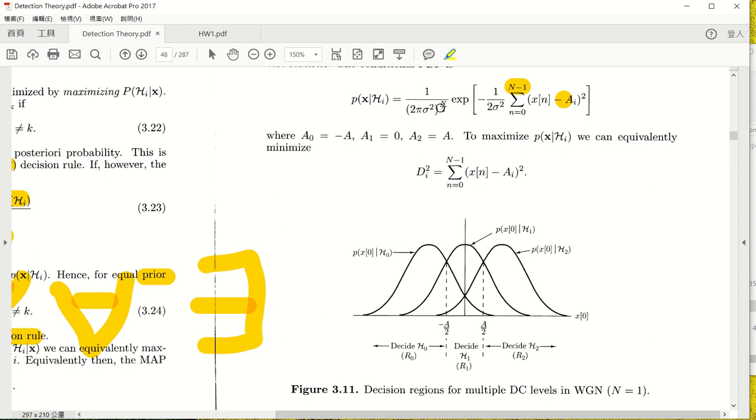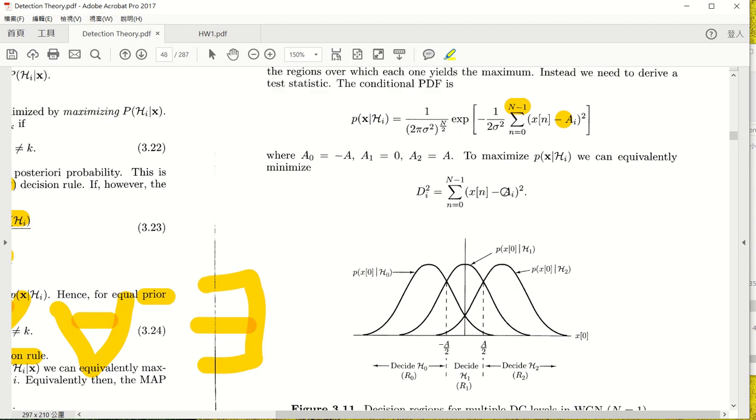So to maximize this, we can equivalently minimize this thing. Because you see, for each i, this is the same. This is the same. This is the same. So what remains is this term. The only thing that relates to i is this term. So minimizing this is equivalent to minimizing this. Okay, then we are happy, because that complicated equation is now simplified to this equation.